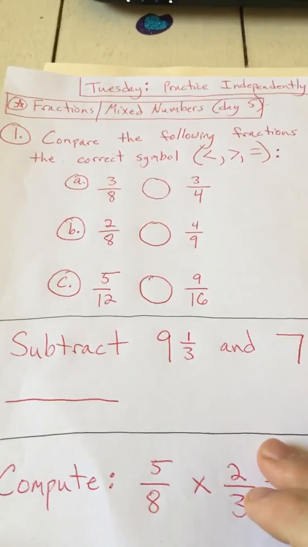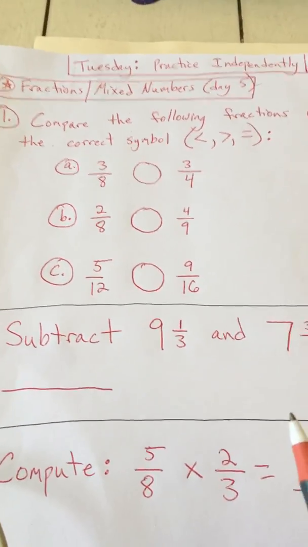Okay, so fractions, mixed numbers, day 5. So I'm going to give myself an entire sheet of workspace. I'm going to start with just one problem here. So there's an A, a B, and a C. So I'm just going to start with A. I don't know how long it's going to take.